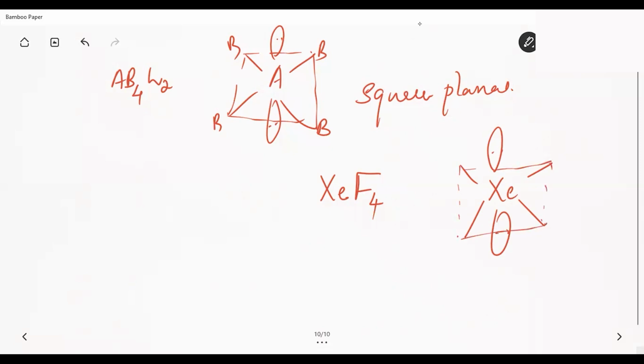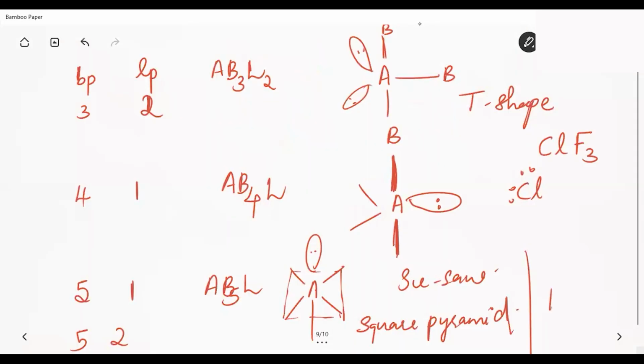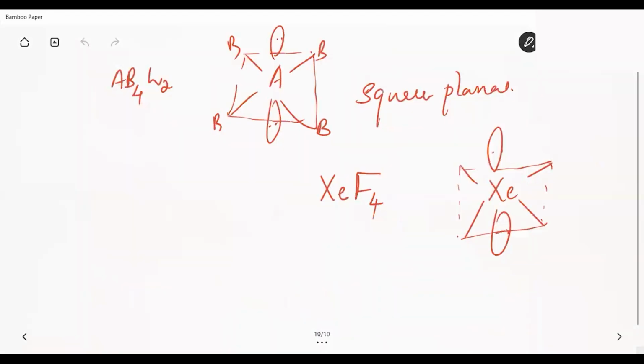And in the case of square pyramid, what is the example? IF5 is the example. Iodine has 1 lone pair and 5 bond pairs, so it will exist in the shape of a square pyramid. It is better that you understand the concept. Whenever an example is given, just think how we can arrange it. Then you can understand it very easily.